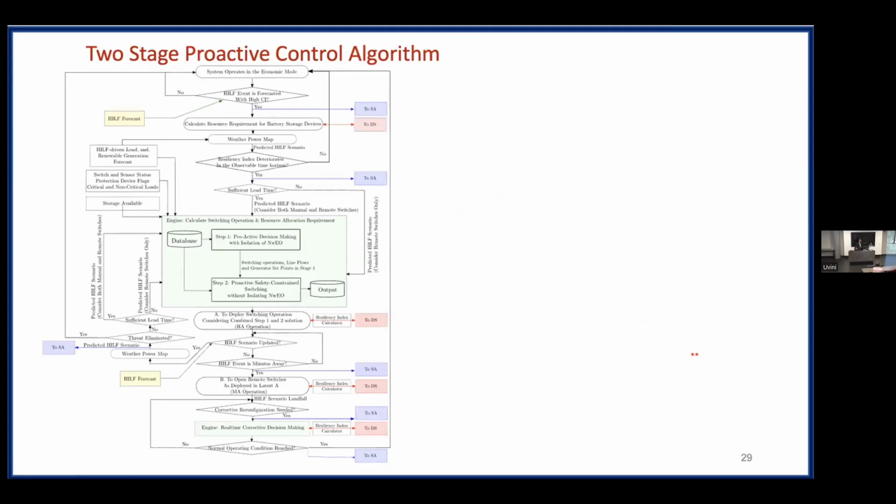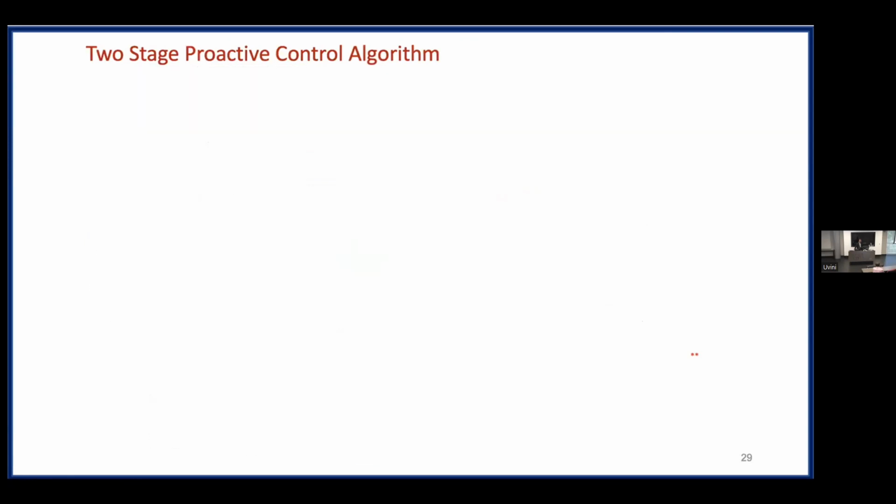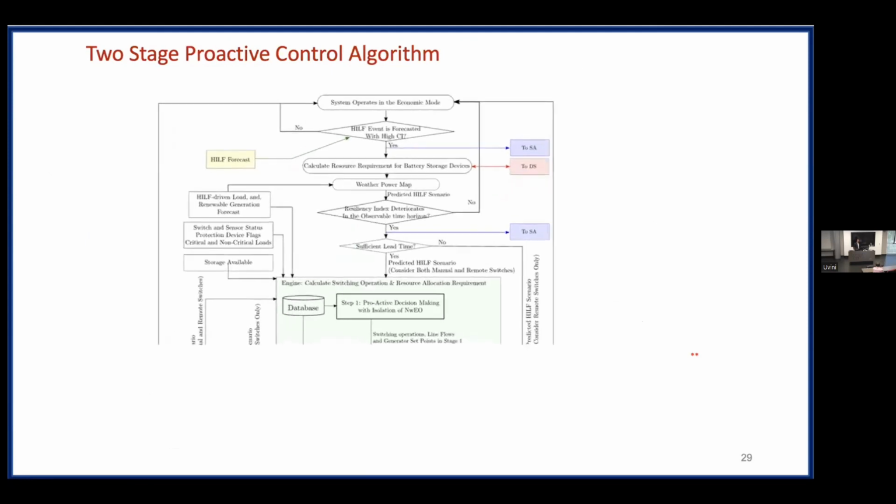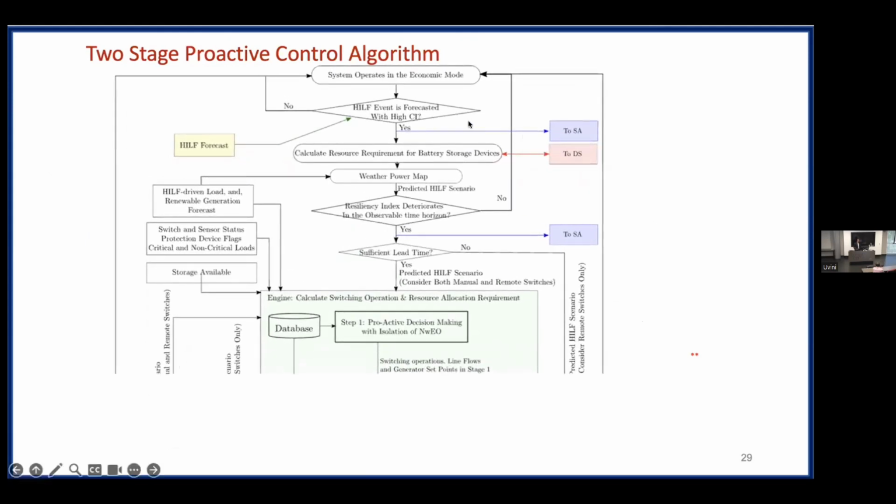So there's a lot going on. I don't want to go into detail of this, but basically, like we discussed before, there's economic mode and then there is resilient mode, right? So in economic mode, we have forecasted the event, which is right here. And it will only be triggered if a high impact, low frequency event is forecasted.